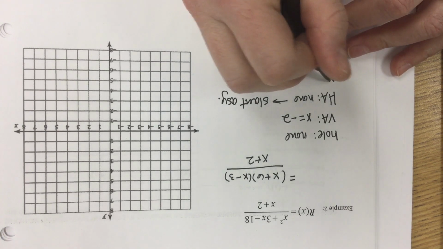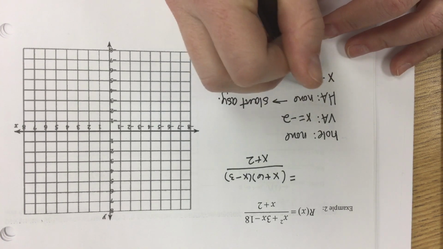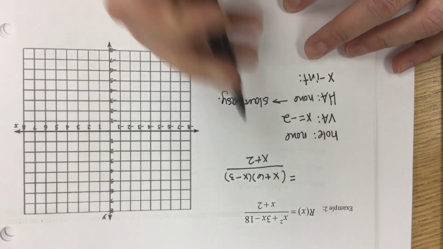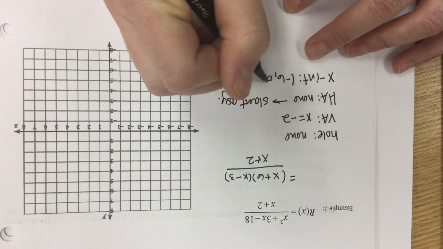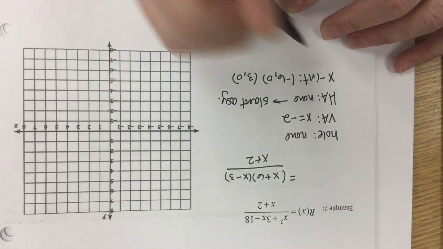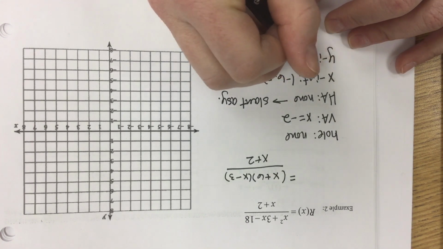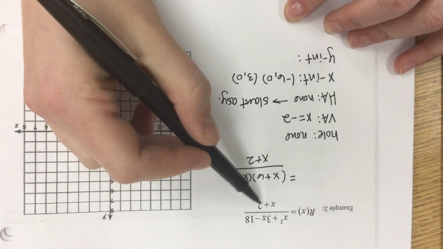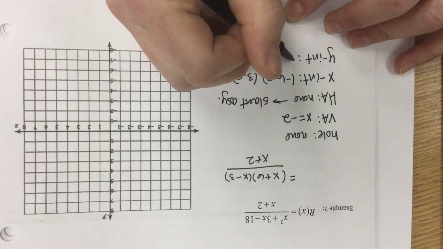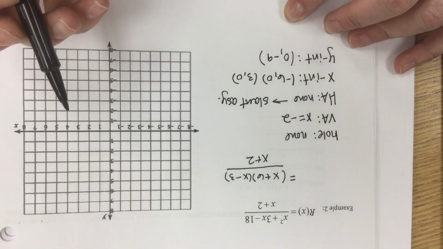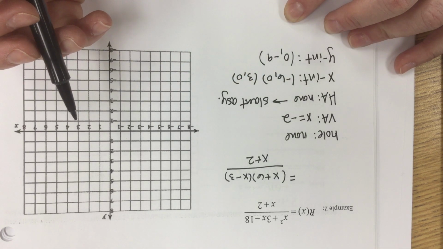So I can take a look at this, and I know that my x-intercepts I can find by setting my numerator to 0. So I have (-6, 0) and (3, 0). My y-intercept, I can plug in 0 or look at the ratio of the constants. So my y-intercept is going to be (0, -9).